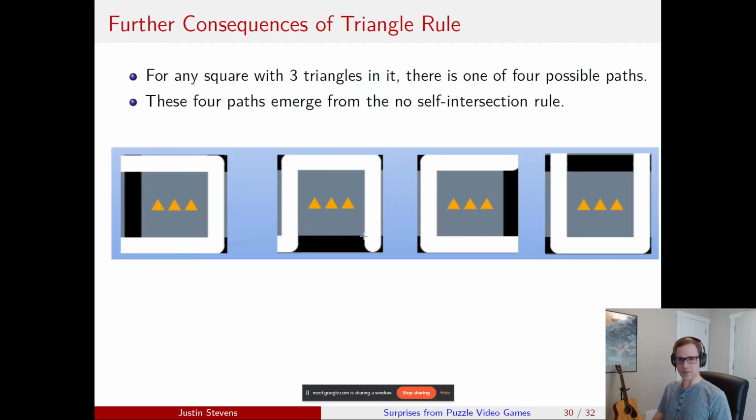So here's another further consequence of the triangle rule: if there are ever three triangles in a single square, then there's one of four possible paths that it has to go through. And these four paths have to emerge from the no self-intersection rule, because it basically says that when a line intersects one of these three-triangle squares, then it has to go through at one of these specific angles. It can't go through it twice, basically. And because of this limitation, when we have a three-triangle square, it can create a very interesting puzzle, because now all of a sudden the players are very much constrained by this rule.